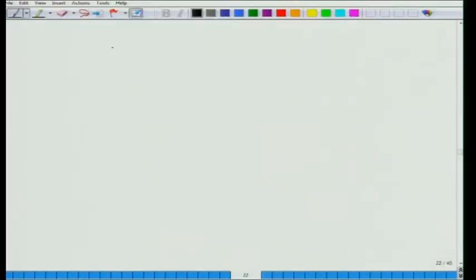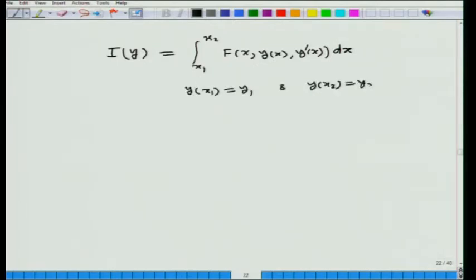Recall that in the last lecture we considered a functional of the type I of y equal to the integral from x 1 to x 2 of f of x, y, y prime, dx, subject to the conditions that the functional passes through y 1 and y 2.